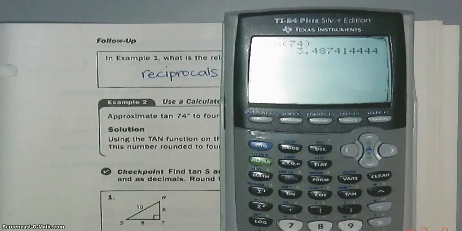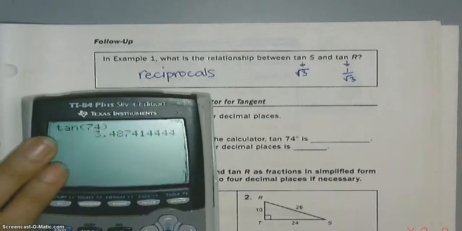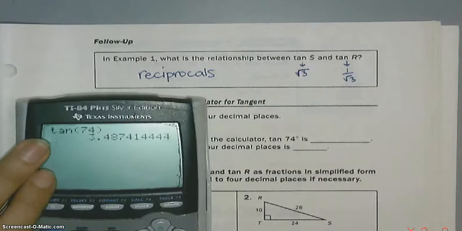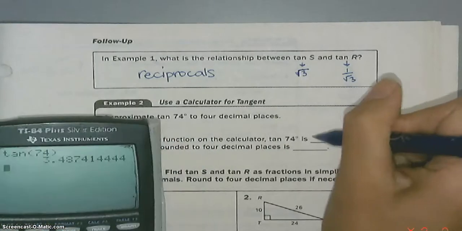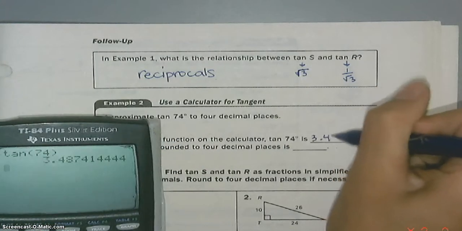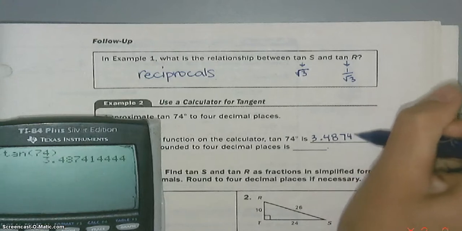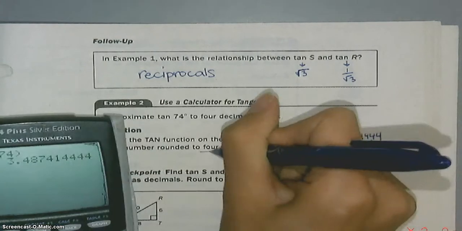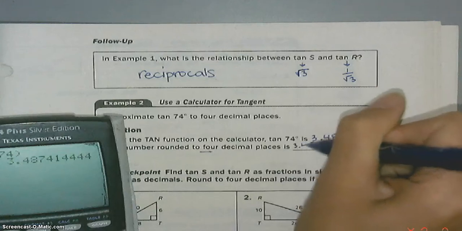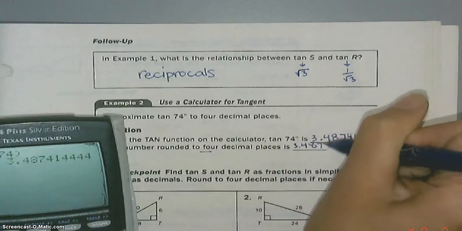So all I did was I pressed tangent 74, enter. This is the ratio if you're standing at 74. All right, so I want to write this whole thing. 3.487414444. Rounded to 4 decimal places, that's a lot of 4s. 4874.